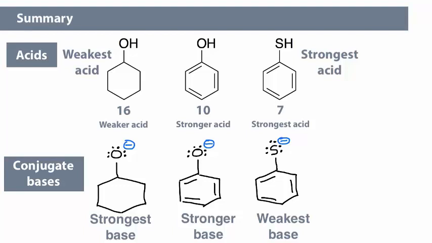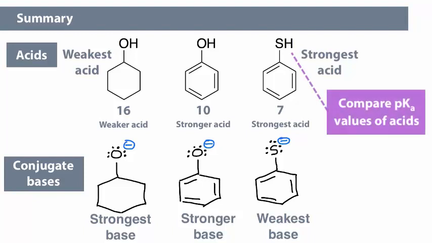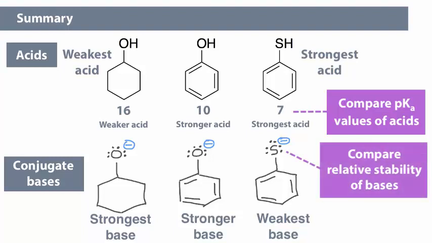In this video, you learned to identify the most acidic or basic molecule using method 1 or 2. To do so, you first identified the most acidic proton within each molecule, then compared pKa values of the acids. Alternatively, you could compare the relative stabilities of the bases, if directly comparing bases, or of the conjugate bases. Both methods give the same result.